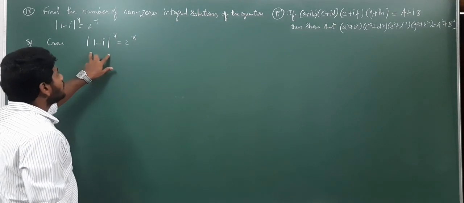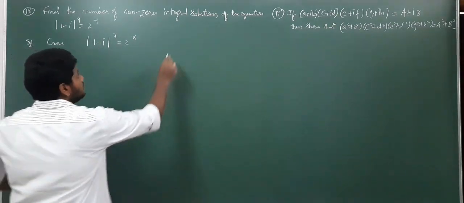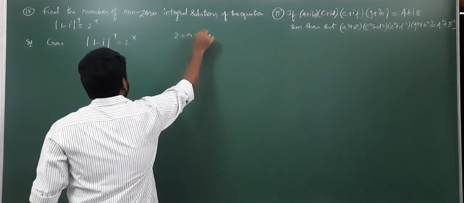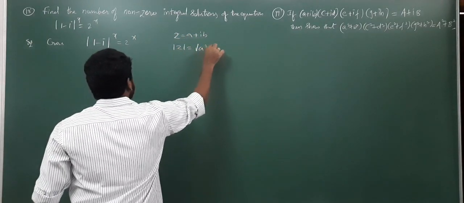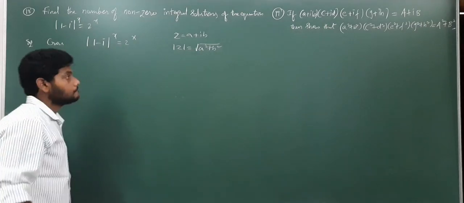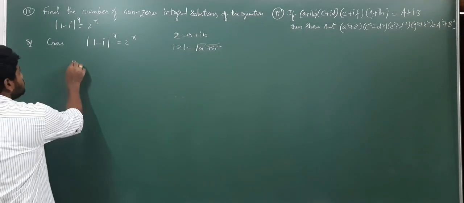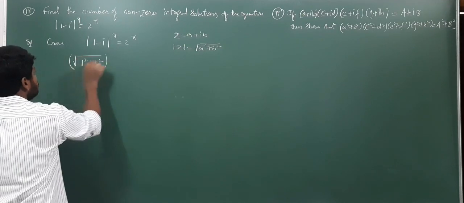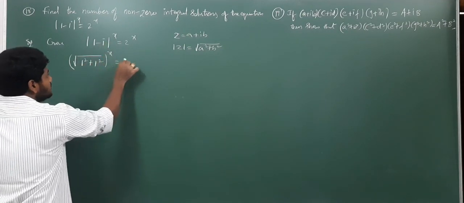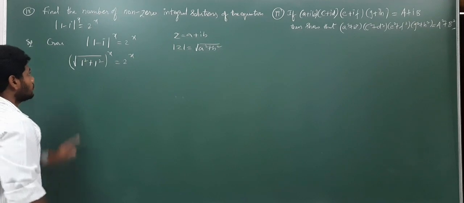So if you want to remove modulus, what is the formula? If z is equal to a plus ib, modulus of z means what? Square root of a square plus b square, right? So for that modulus it will become square root of 1 square plus 1 square, but again whole to the power of x we have, which is equal to 2 power x.